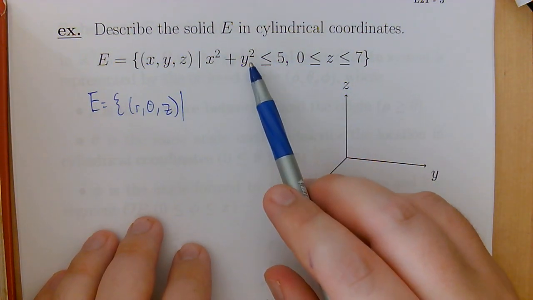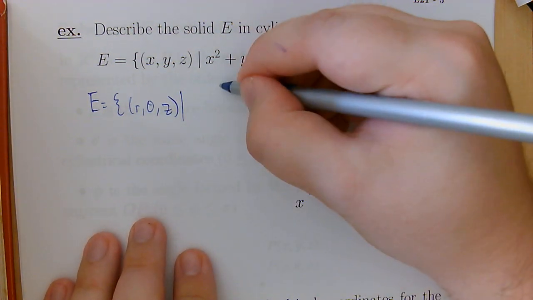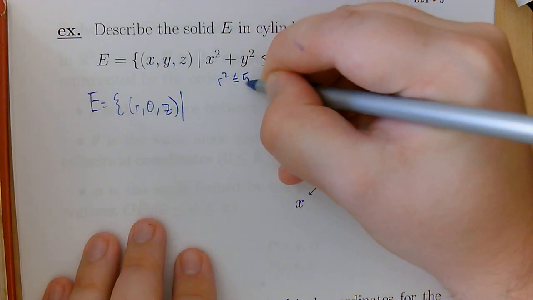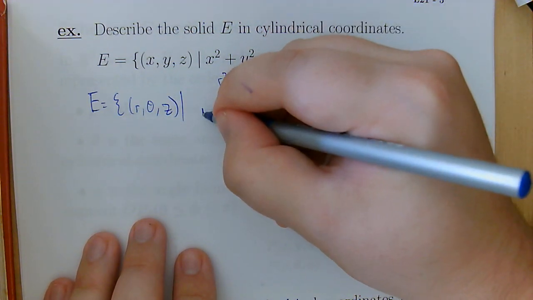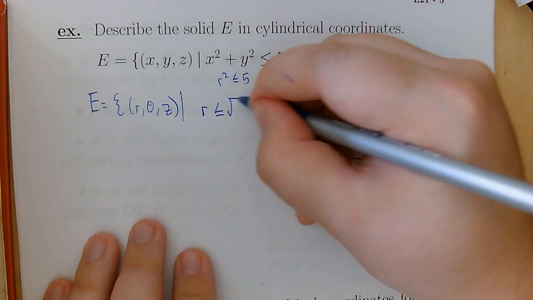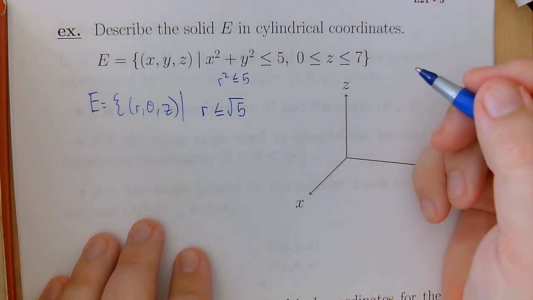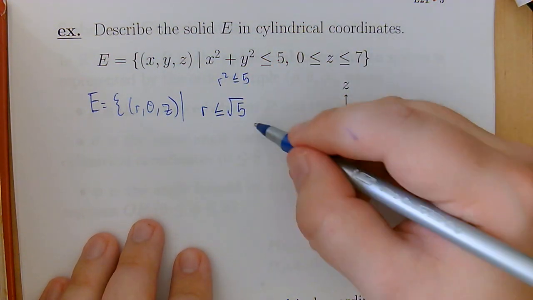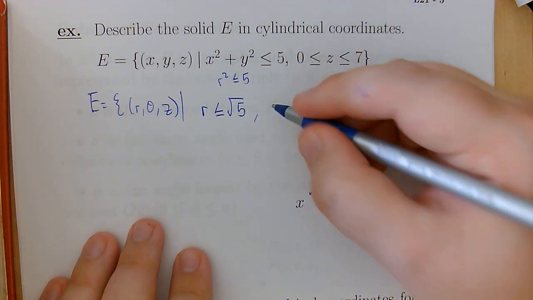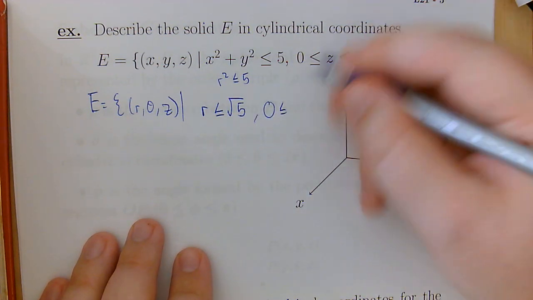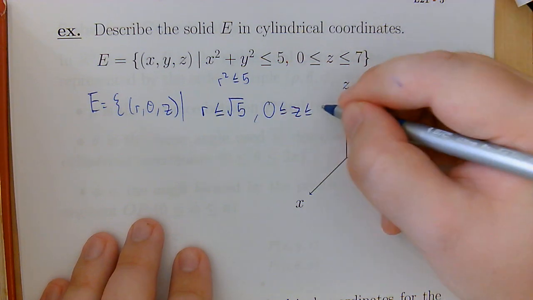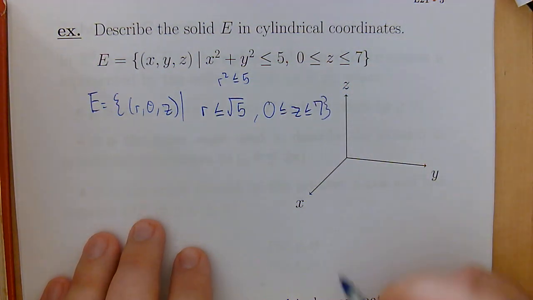So we have x squared plus y squared. Well, that's a good place to start because that's going to be r squared. And then if we take a square root, we need r to be less than or equal to root 5. And then the z condition can remain exactly the same because we use the same z that we used with rectangular coordinates.